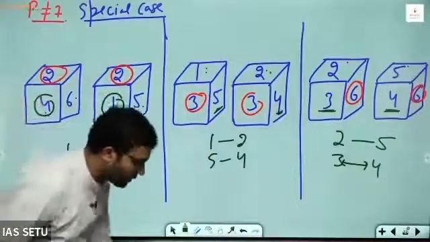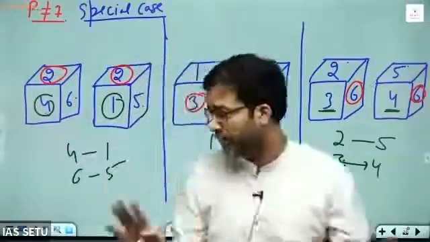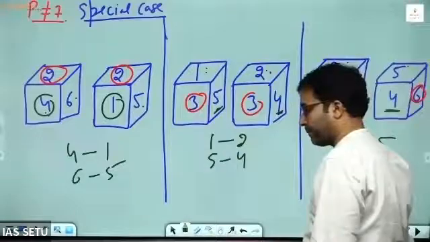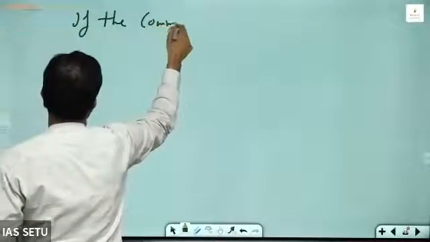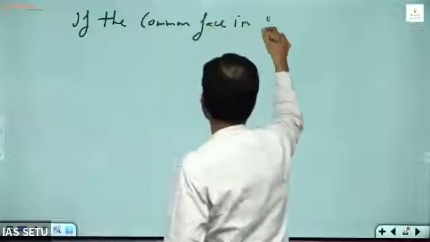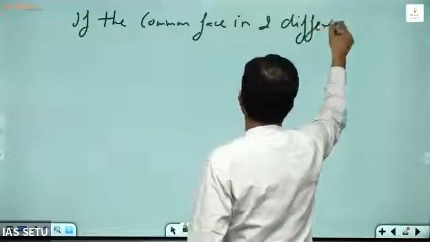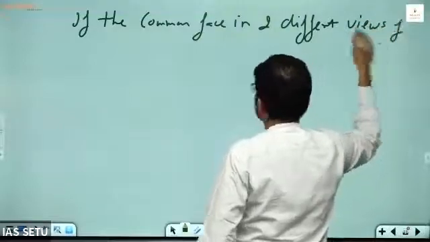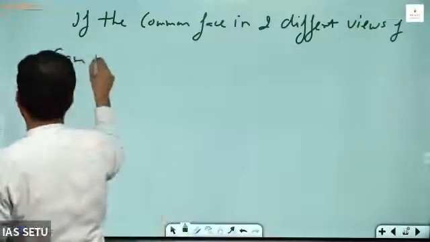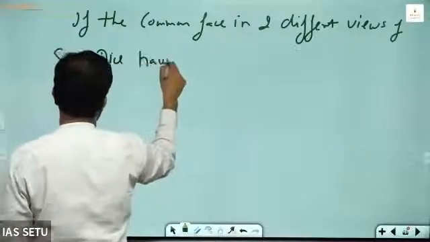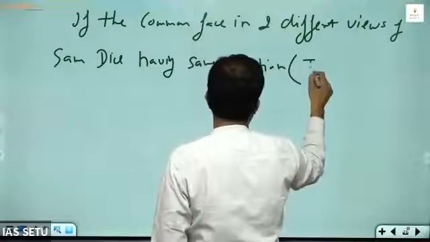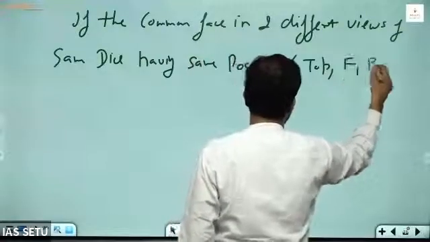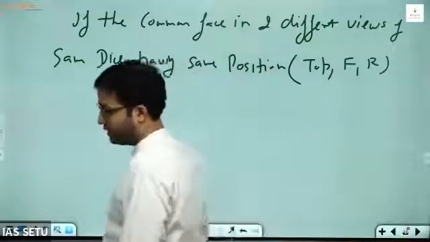Now we write this property number 7. After that, I take 2 more examples. So you write what is property number 7. If the common face in 2 different views of same dice having same position, after this position in bracket you can write top, comma front, comma right. या तो top होगा, front, right.